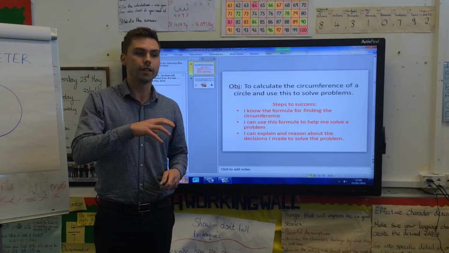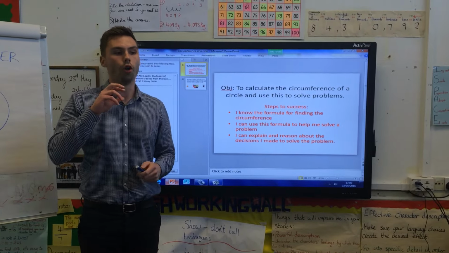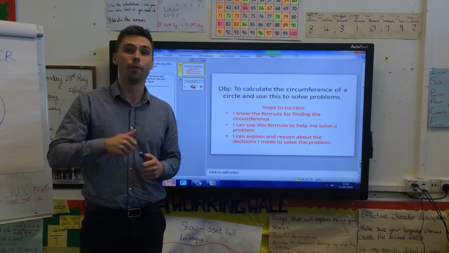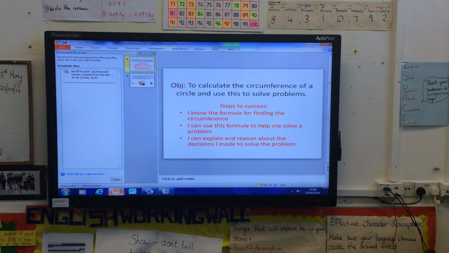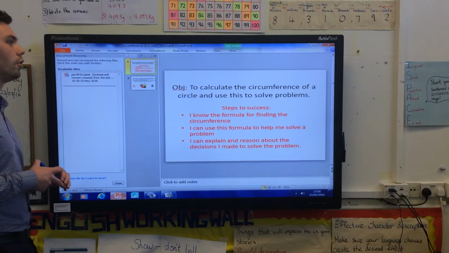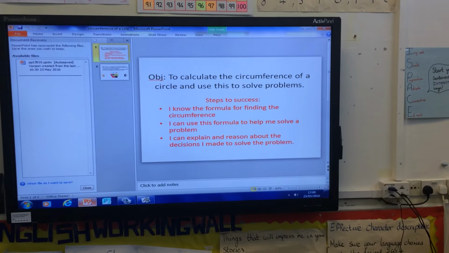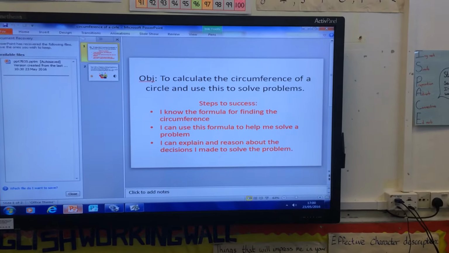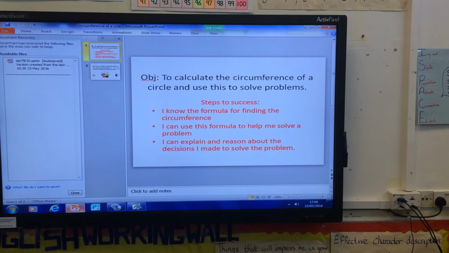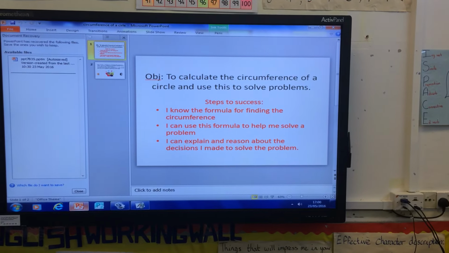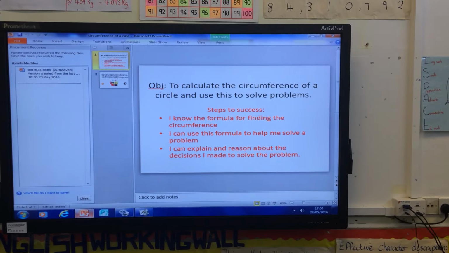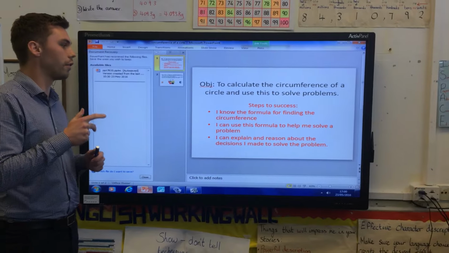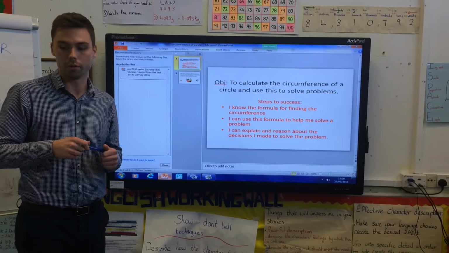Hello Year 6. In preparation for our lesson tomorrow, this is our pre-teach on how to find the circumference of a circle. So our objective is to calculate the circumference of a circle and use this to solve problems. And to be successful, you're going to need to know the formula for finding the circumference. You need to use the formula to help you solve problems, and you need to be able to explain and reason about the decisions you make in order to solve that problem.